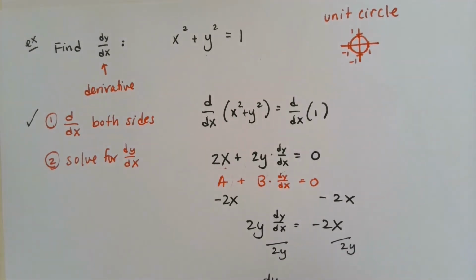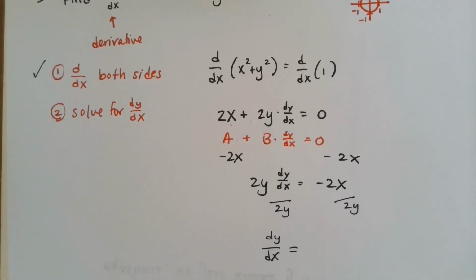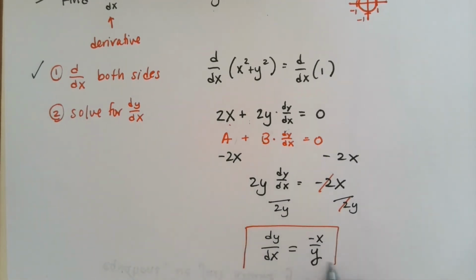So on the left, I have just plain dy dx equals. And on the right, these 2's will cancel. We'll do this all at once. So I just get negative x over y. So now that I have dy dx equals, this is my final answer. So this is the actual answer to the problem.